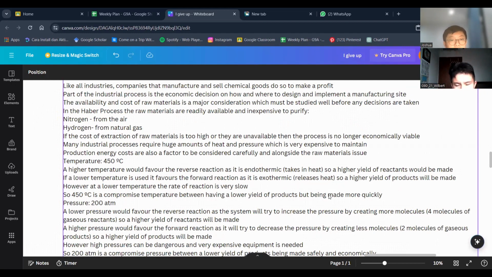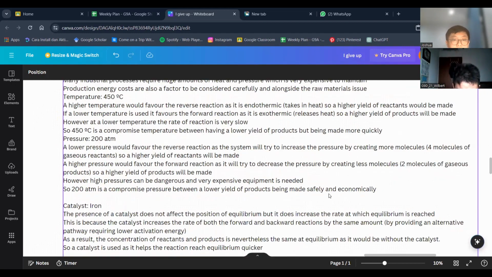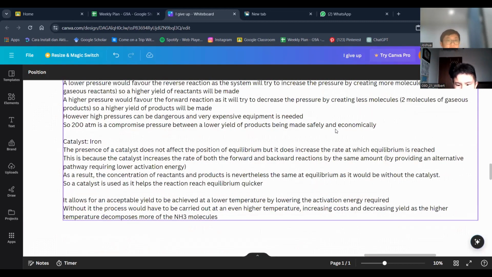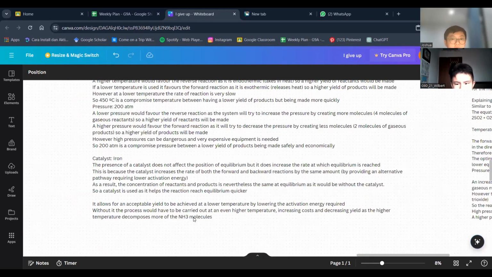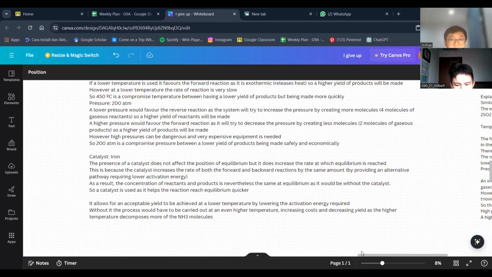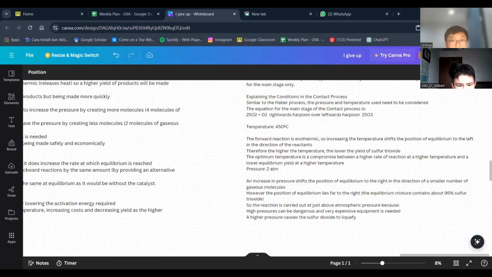A lower pressure would favor the reverse reaction, and a higher pressure would favor the forward reaction, similarly to the one above, but basically flipped. So for the catalyst, iron, the iron will speed up the process by decreasing the activation energy required. And that is basically the Haber process.